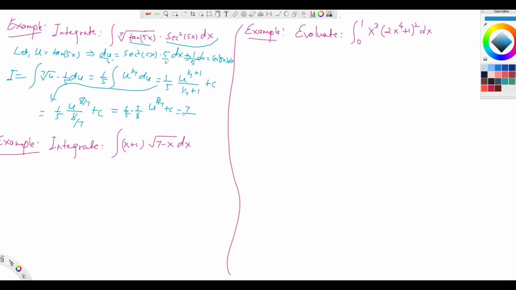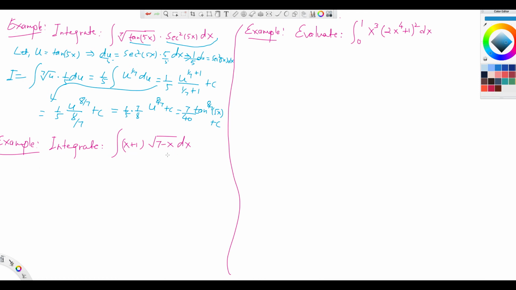7/8 times 5 is 40. And what is the value of u? U is tangent 5x, right? Tangent 5x to the 8/7 plus c. That is the final answer. Okay? So let's do this problem.